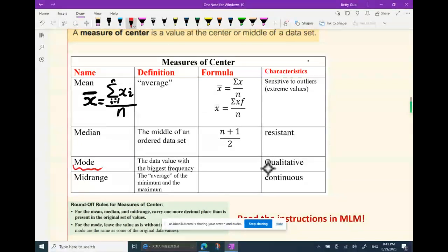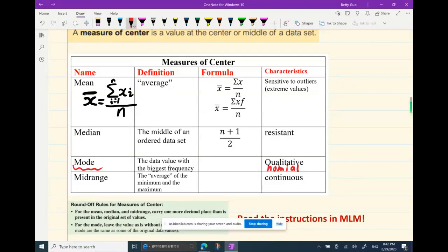Yeah, so qualitative or, sorry, nominal. You might remember the 4 levels of measurement, right? Nominal. Yeah, it is nominal, and we need a mode.